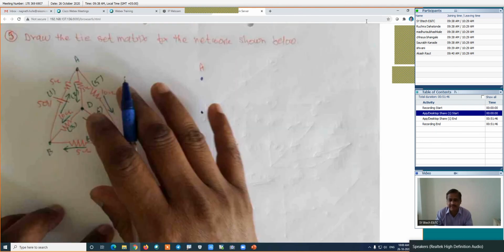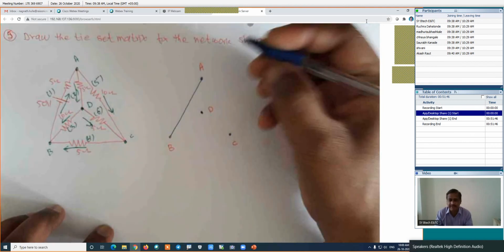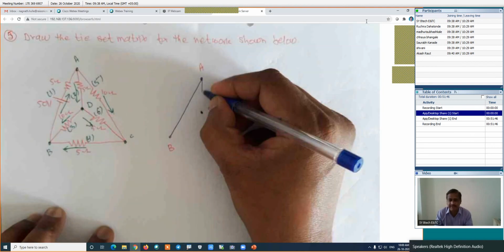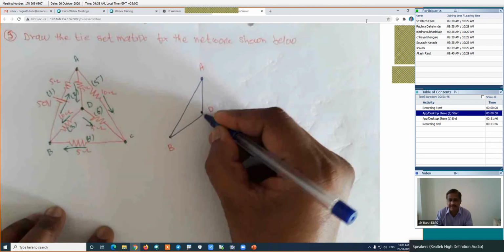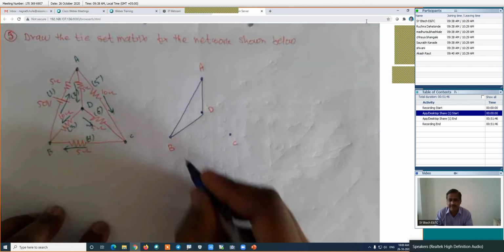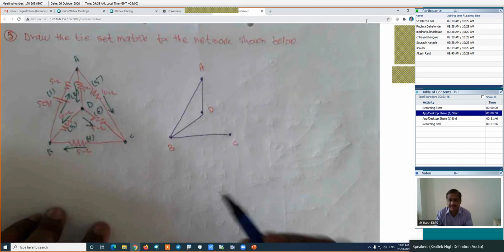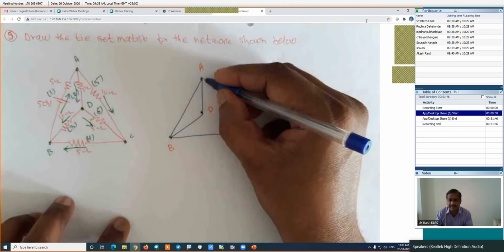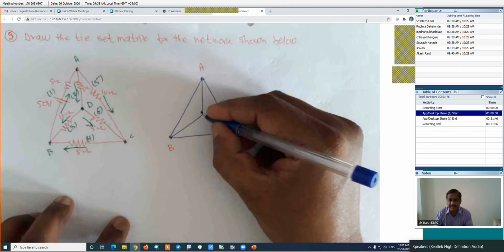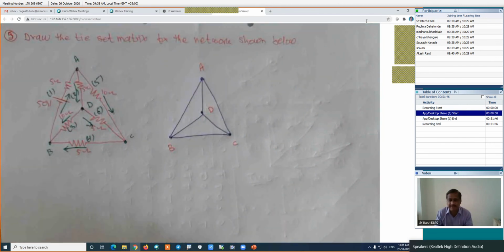Is it right? Now here in this case, this is the branch number 1. Is it right? This is the branch number 2. Here is the branch number 3. Is it right? This is the branch number 4. I'm connecting the branches. Each element is replaced by a single line. This is the branch number 5. And finally, this is the branch number 6. This is the graph for this particular circuit.